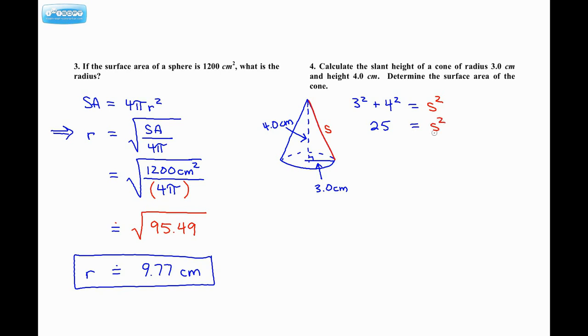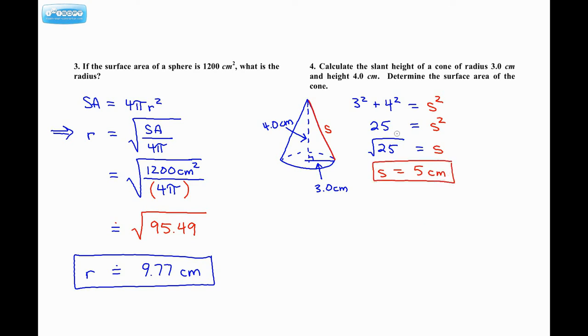So S is just some number. If I square it, I get 25. Well, there's only one number that would work. It would be the square root of 25. And you should know that because 25 is a perfect square. So the slant height is 5. And I'm going to put my units back in. These were all in centimeters. So that is 5 centimeters. All right. So that is the slant height of my cone.